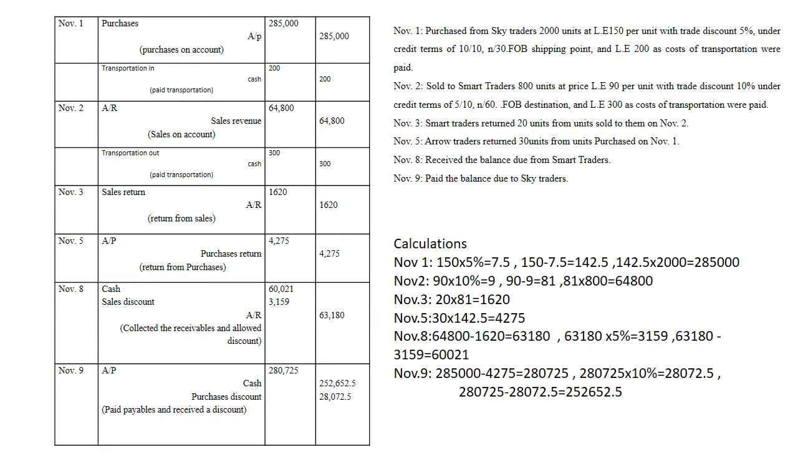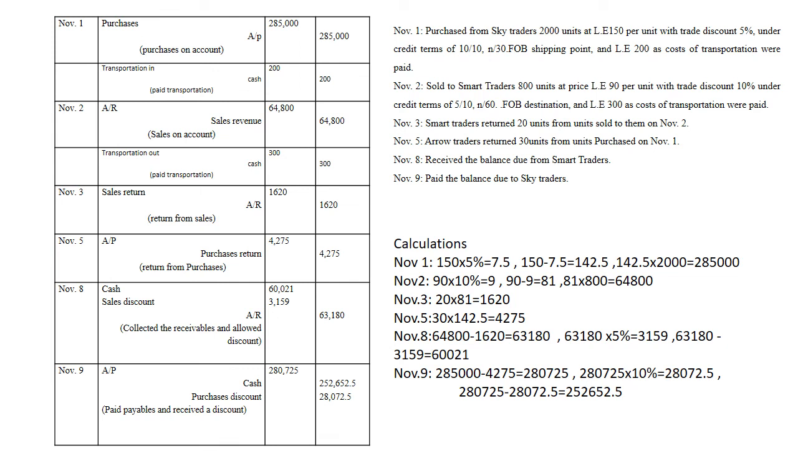10% of what? Of the amount of payable. How much is the amount of payable? The amount of payable used to be 285,000, but some of the goods were returned back, and that reduced the amount of accounts payable by 4,275. So now, on that day, the accounts payable is 285,000 minus 4,275. We get a difference of 280,725, multiplied by 10%, then the discount would be 28,072.5. That's the amount of discount that Arrow Trader is going to receive.